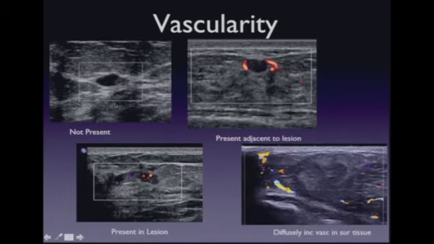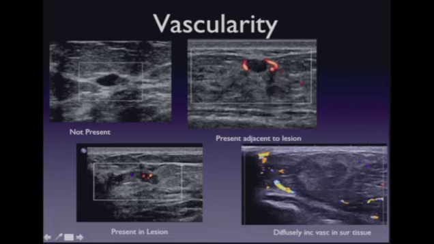So here's an example. We've got the color box turned on and there's no blood flow. You do want to make sure that you have your settings appropriate and that you get blood flow. And usually we try to get at least a dot of blood flow, not in the lesion, but in the surrounding tissue to make sure that our settings are correct.